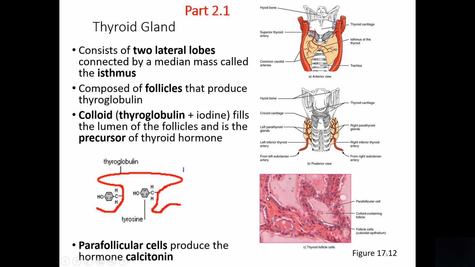The cells surrounding those follicles are called follicular or follicle cells. But between them there are parafollicular cells, and parafollicular cells produce a different hormone called calcitonin, and that one regulates the amount of calcium in the blood.